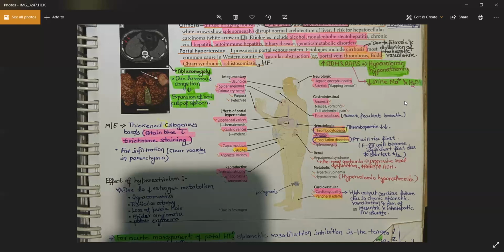Is that okay about this diagram completely? Yeah. I have something to ask.